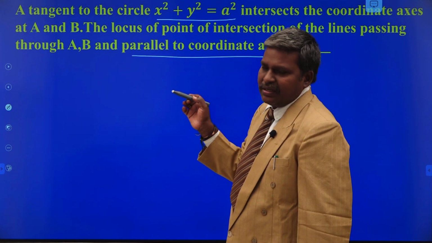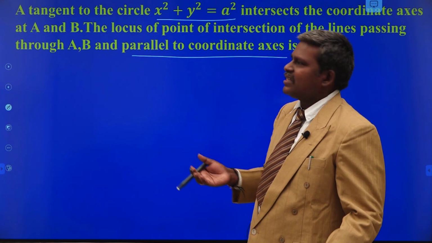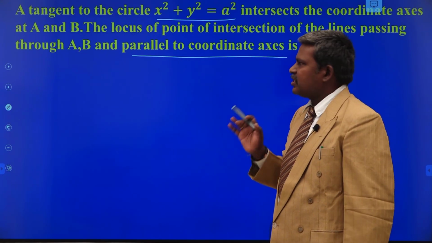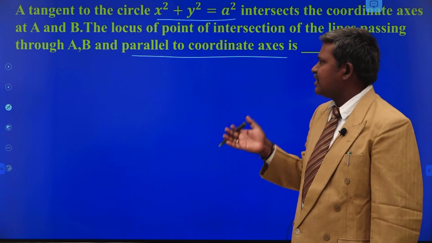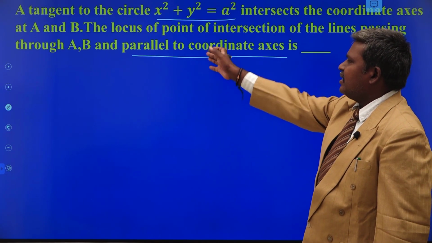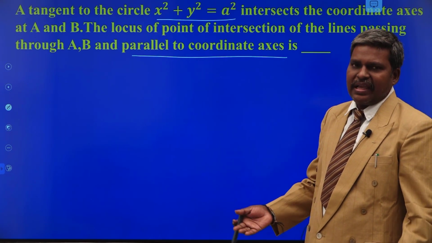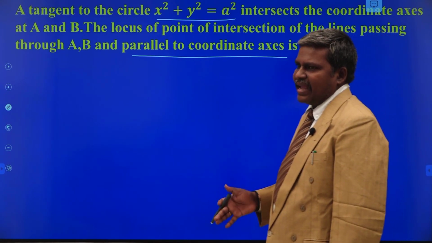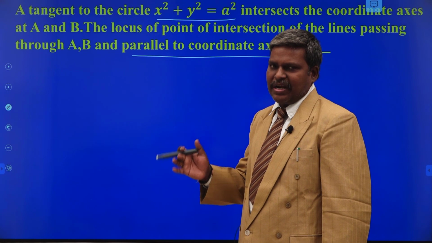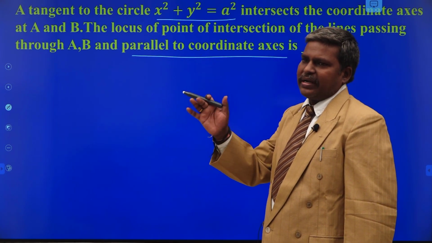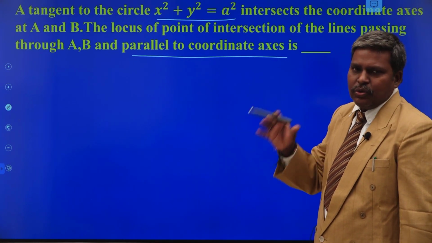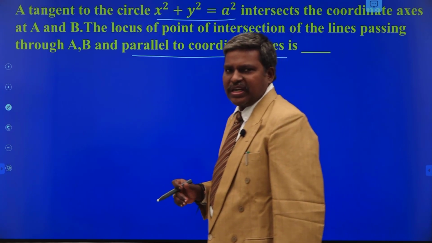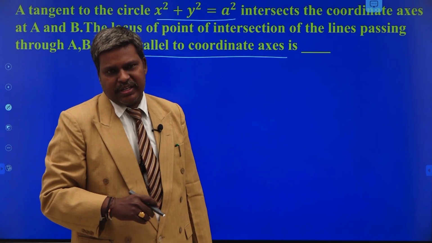A tangent here means it is not a single tangent. So many tangents are drawn to this circle. Those tangents intersect the coordinate axes at A and B. One tangent intersects at A and B, another tangent intersects at C and D. What is the experiment here? You have to draw the lines through A, B or C, D that are parallel to the coordinate axes. They meet at some point. You collect all such points, you get some locus, that is what you are going to find out here.